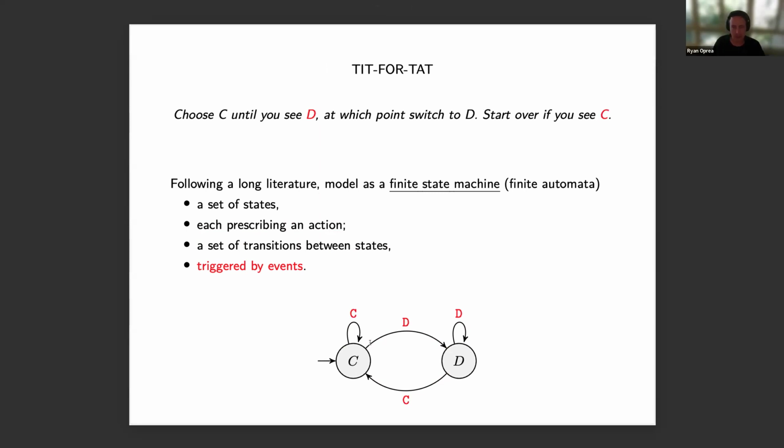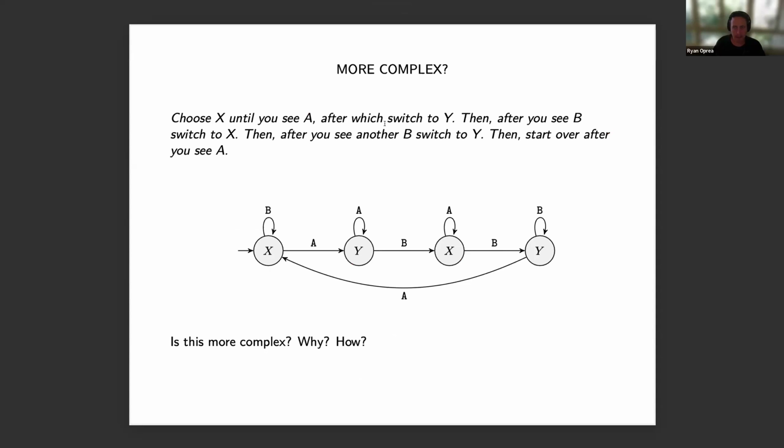This rule, of course, is isomorphic to the rule tit for tat, which is an important rule in game theory. It's a famous strategy for playing infinitely repeated prisoners' dilemmas. The question I'm interested in in this paper is: is this alternative rule, or rules like it, more complex than the rule I just described?